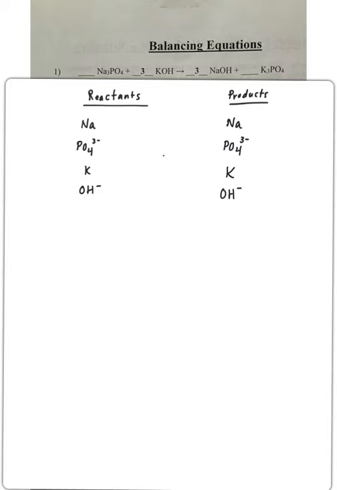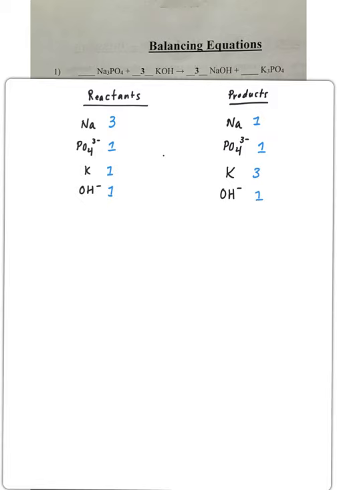And now what I want to do is count up how many of each ion are present in this reaction. On the reactant side, we have sodium phosphate, which contains 3 sodiums. We have 1 cluster of phosphate, we have 1 potassium, and we have 1 hydroxide ion before balancing. On the product side, we have 1 sodium, 1 cluster of phosphate, 3 potassiums, and 1 hydroxide before balancing.